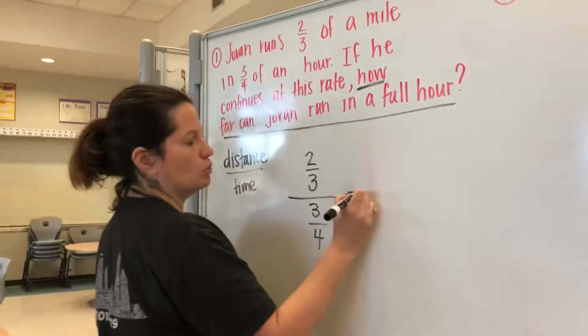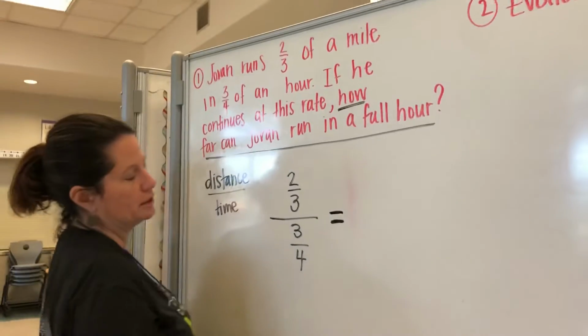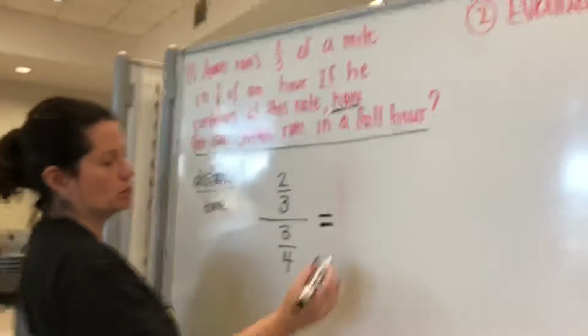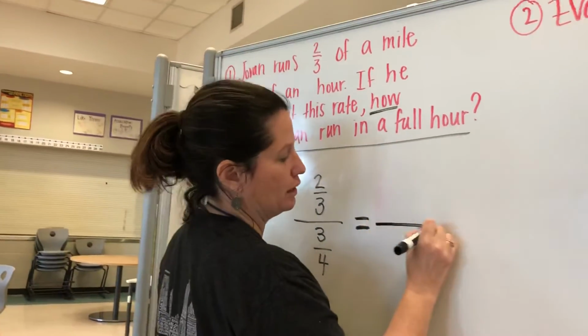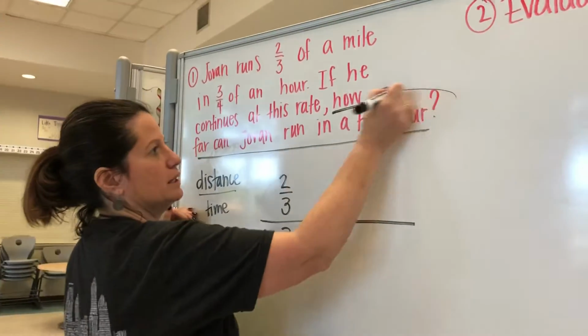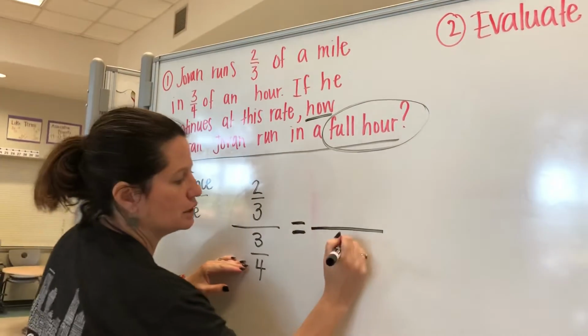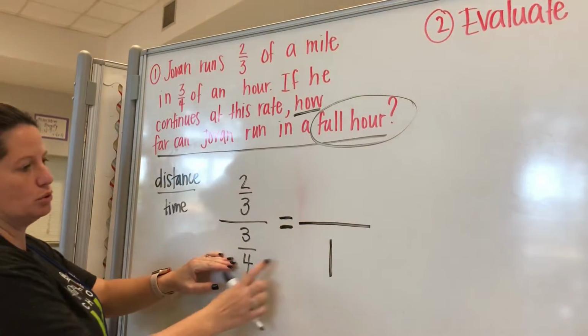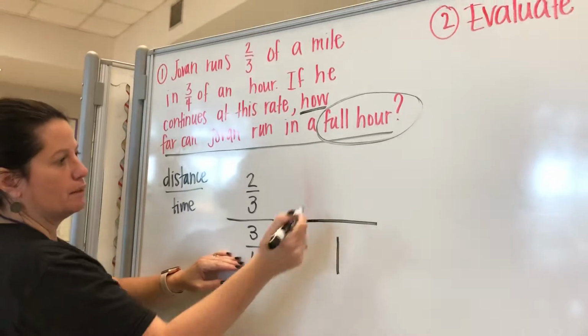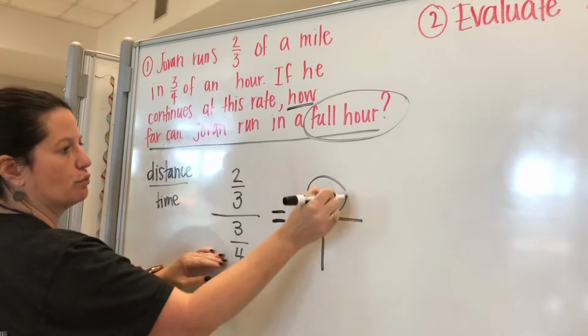I'm going to make this equal, and there's a couple ways to shorthand this, but we're going to do all the steps just so it makes sense. I'm going to make this equal to another fraction. If I'm comparing distance over time, I'm looking for what it is in a full hour. So a full hour, 3/4 of an hour versus 1 hour. So I need to figure out this proportion. My value x is going to go over the line because this is the value that I'm searching for.